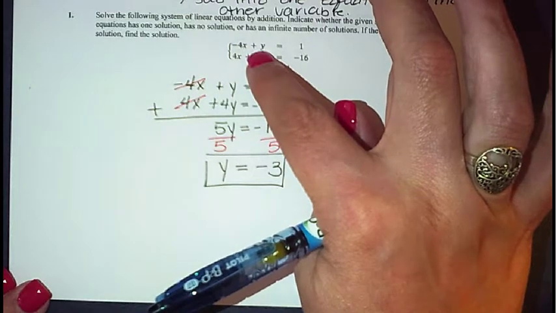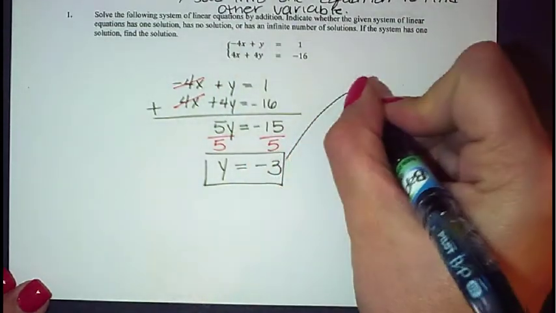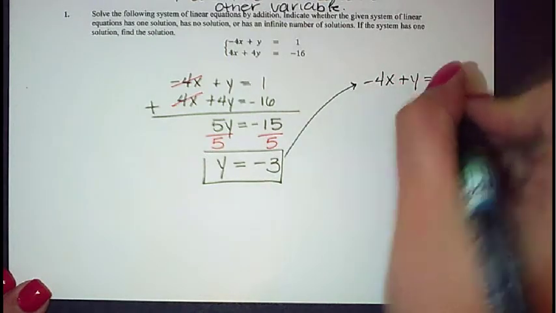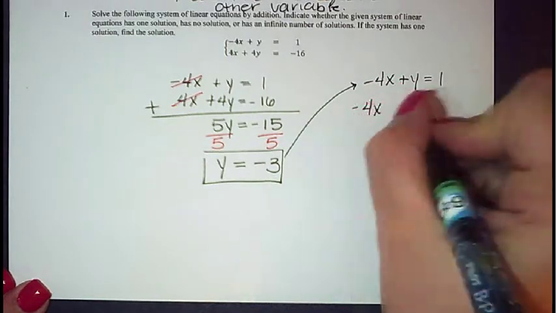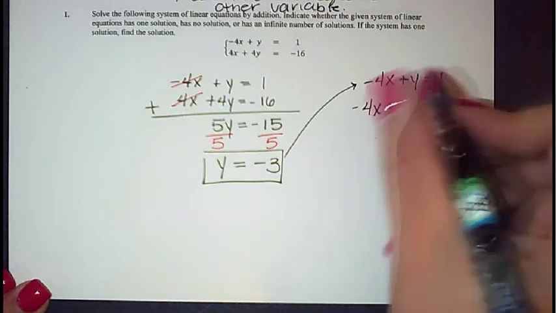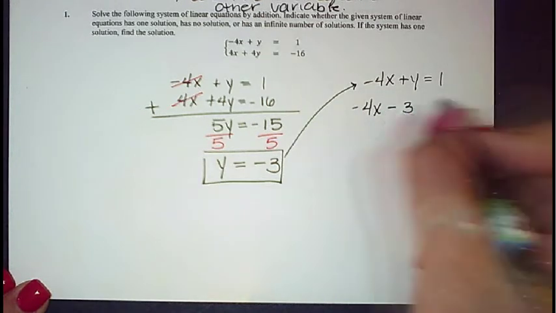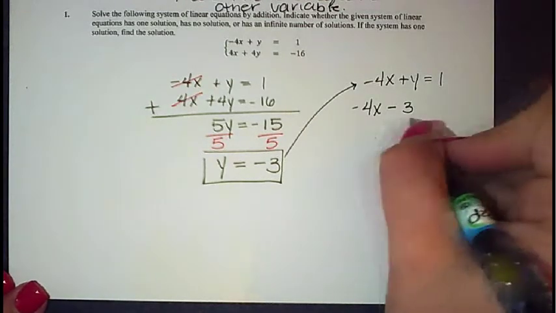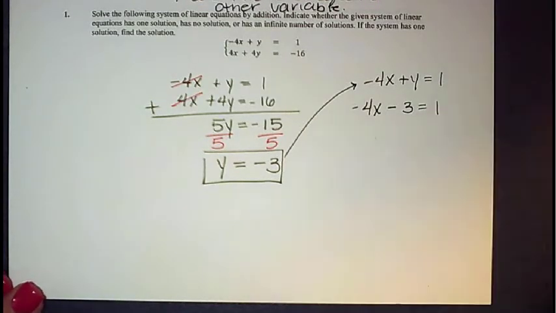So I'm going to plug my negative 3 into that y, since that's what I just found, and let's find our x. So we're going to take this into that negative 4x plus y equal to 1. So we have negative 4x, and now if I do plus a negative 3, that's going to make it a minus 3, or you could put plus a negative 3. I just don't like having two signs right there together.